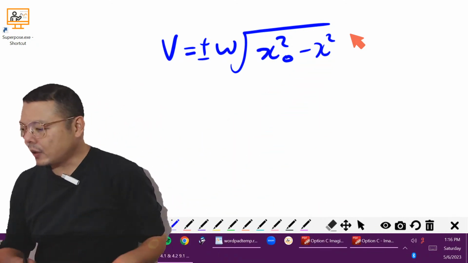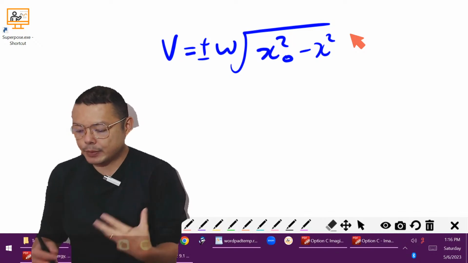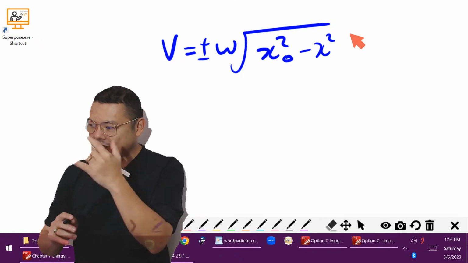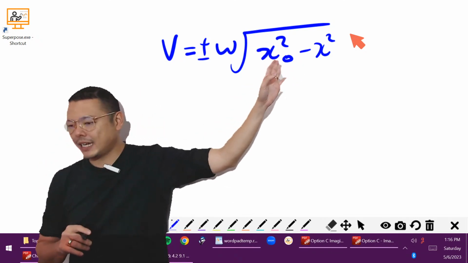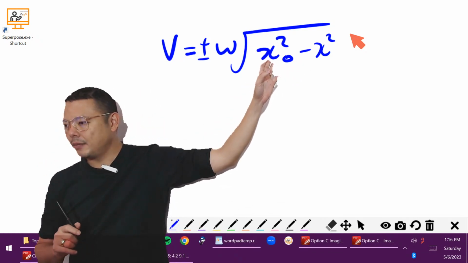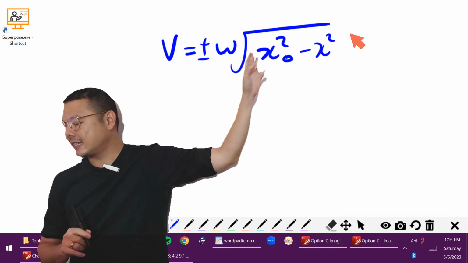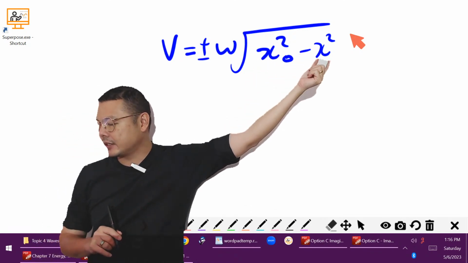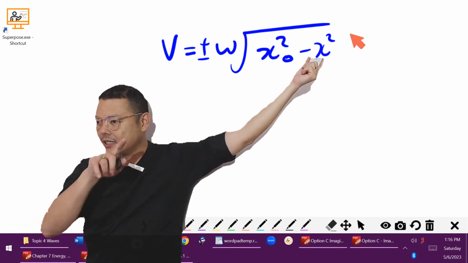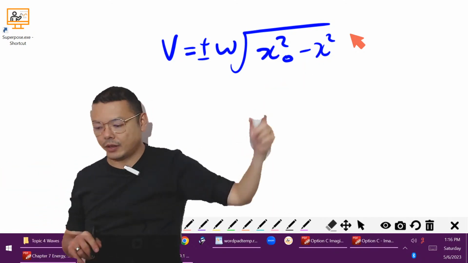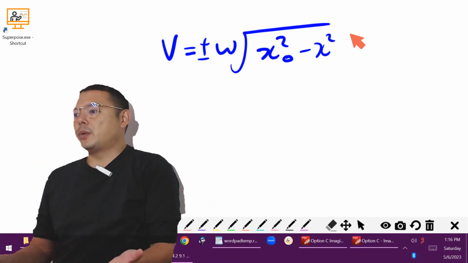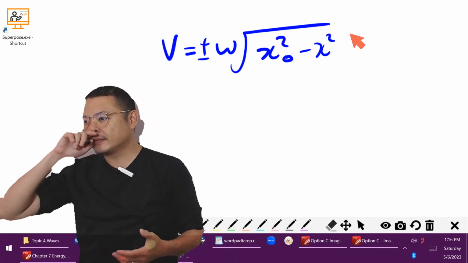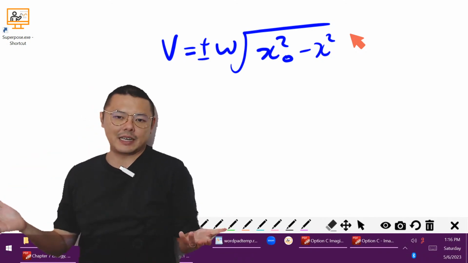Okay. So what's the purpose of this equation? This equation helps you to find the velocity at any point, at any x. Because x can change, right? x naught can't change. What's x naught again? Maximum displacement, right? x naught is maximum displacement, is amplitude. So this value can't change, but this x can change all the time because as it's oscillating, the x changes all the time. So that's what this equation does. It just helps you find the velocity for any x that you have.